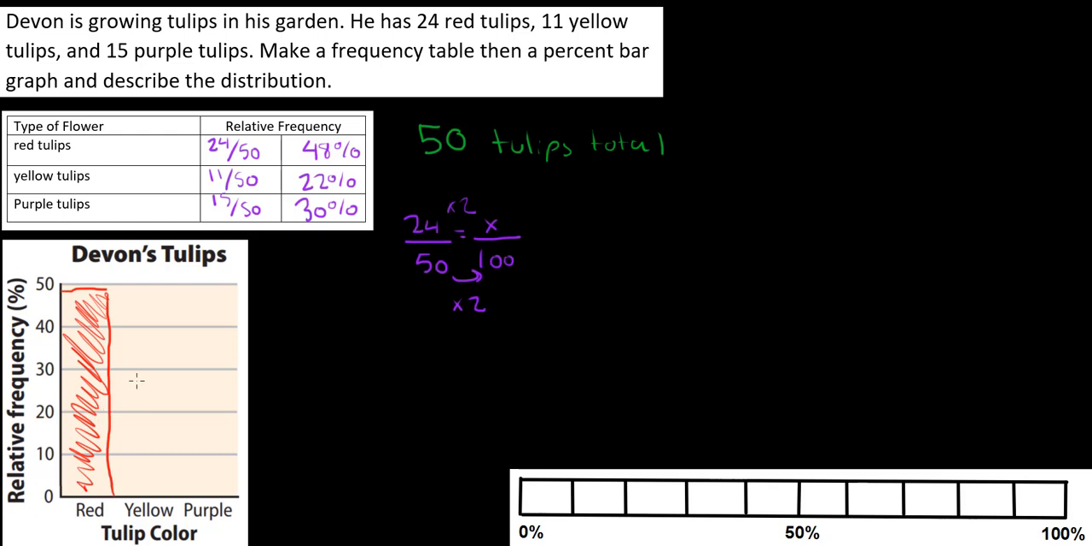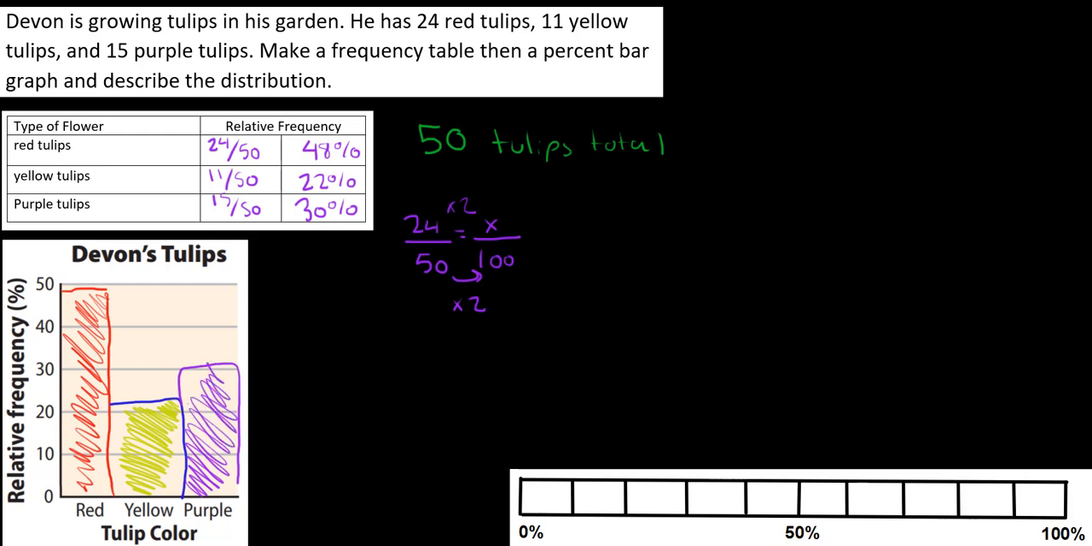Now we have our yellow tulips, which are 22%. I'm just going to go ahead and make that blue. So this is going to be around 22 right here, which is going to be our yellow. Oh, I guess it is yellow. I should probably make it yellow, right? Okay, so as you can see, we have our yellow here. And then purple, which is about 30%. So I'm just going to put this up here, and this will be about 30%.